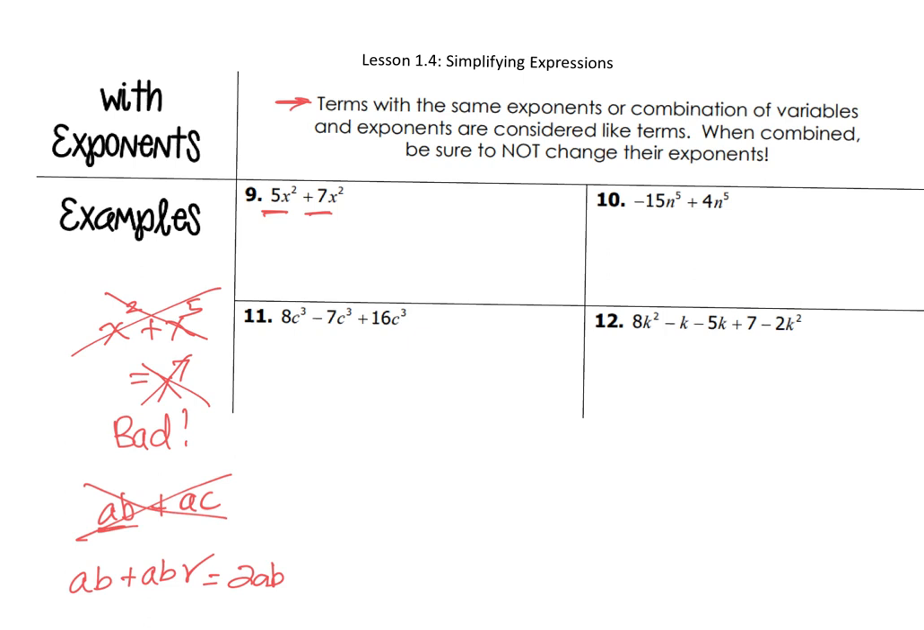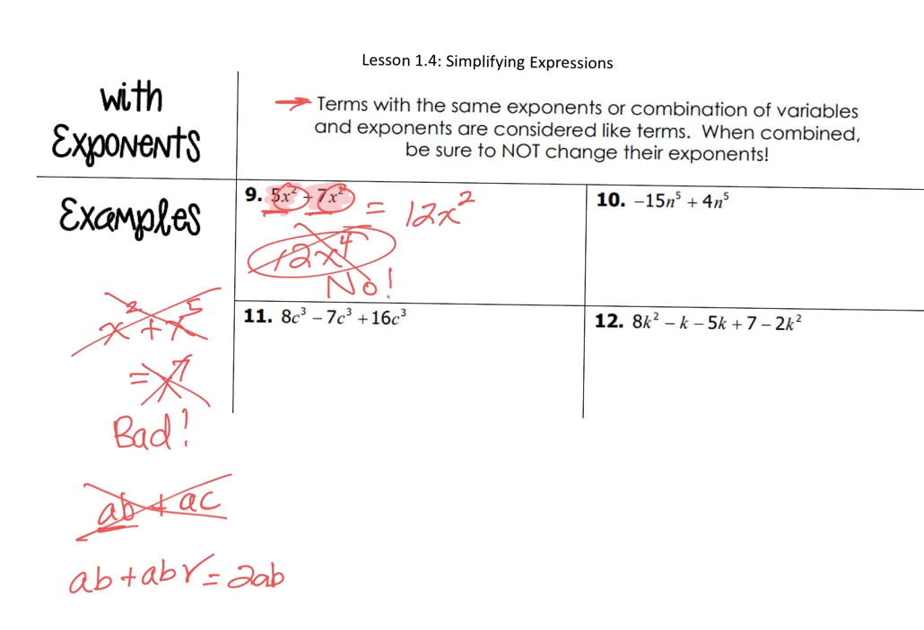So for example, on number 9, when we do 5x squared plus 7x squared, they are like terms because they both have x squared. Now notice if we had said 5x plus 7x, we'd get 12x. We wouldn't have changed x's exponent. It's the same thing here. 5 plus 7 is 12. We keep its variable the same. It stays x squared. We would not say 12x to the 4th. No. Do not change the exponent.